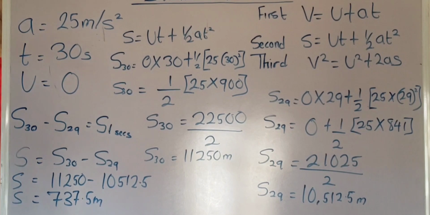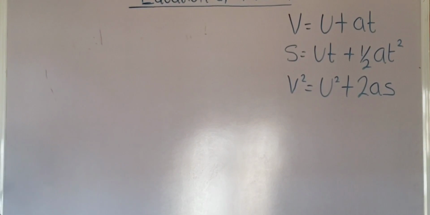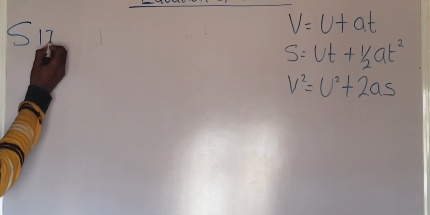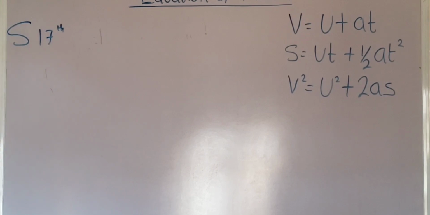Now let's also calculate the distance in the 17th second. Pay attention. This is the first question under the question. So we are told to calculate the distance that the Formula 1 covers in the 17th second of the motion. Now let's determine the distance in the 17th second of the motion, that is S17, the 17th second of the motion.